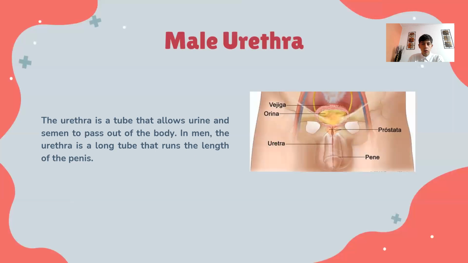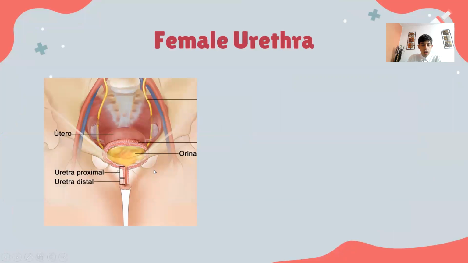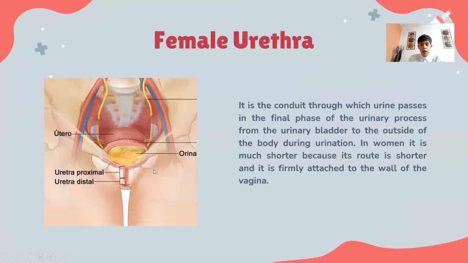The next one is the male urethra. The male urethra is a tube that allows urine and semen to pass out of the body. In men, the urethra is a long tube that runs the length of the penis. And we have too the female urethra, a conduit through which urine passes in the final phase of the urinary process, from the urinary bladder to the outside of the body. In women, it is much shorter, and it's firmly attached to the wall of the vagina.